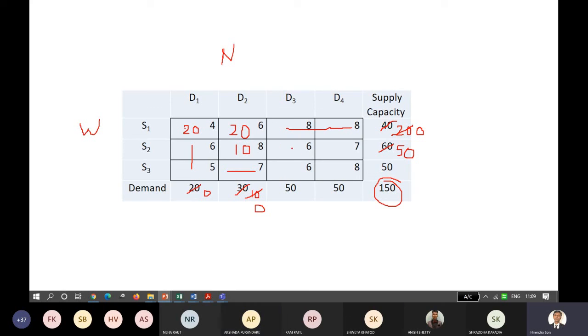My next northwest corner cell would be this. How much can I allocate here? 50.